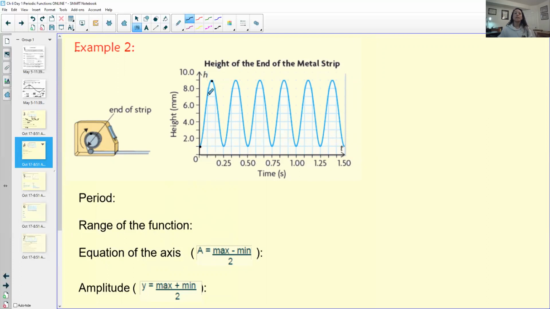So looking at this right here, the period appears to be from here to here, about 0.25 seconds. Let's just double check. Yep, I keep looking at all of these and they are all 0.25 seconds apart.